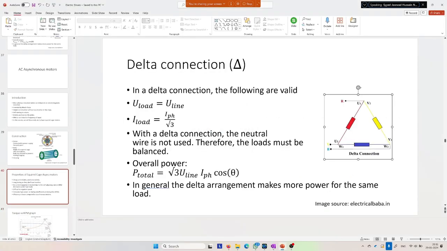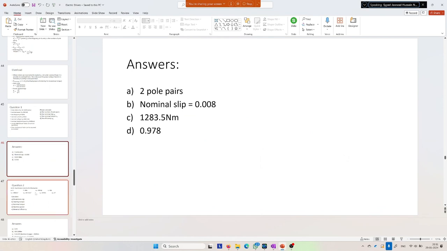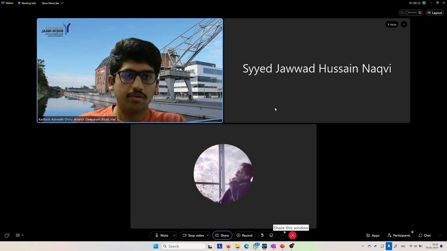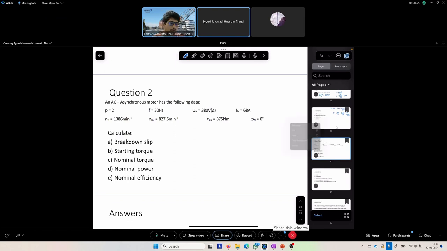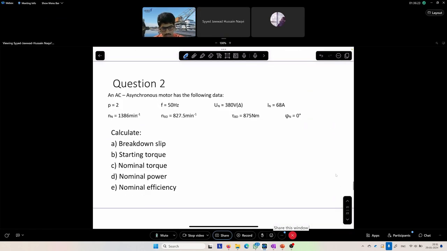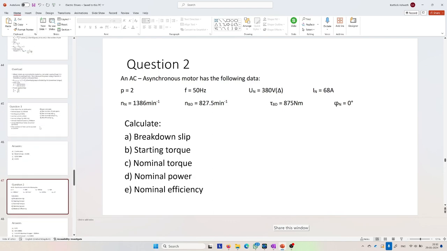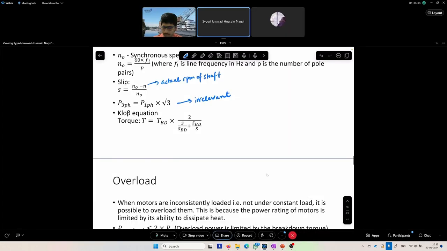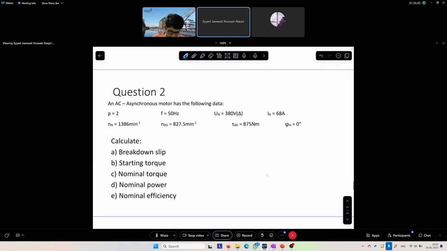So you want me to solve... I will show you the question. Number two? Yes. Okay, the answer was 0.978 for efficiency. Question two, very similar question. Okay. You can share your screen. So it's asking breakdown slip, and we have almost everything. For this torque breakdown, there is no torque. Okay, we have, so we can calculate torque if we have the poles. So okay.